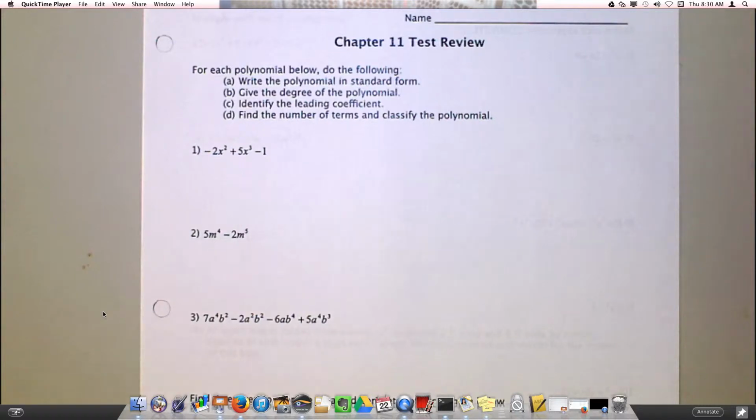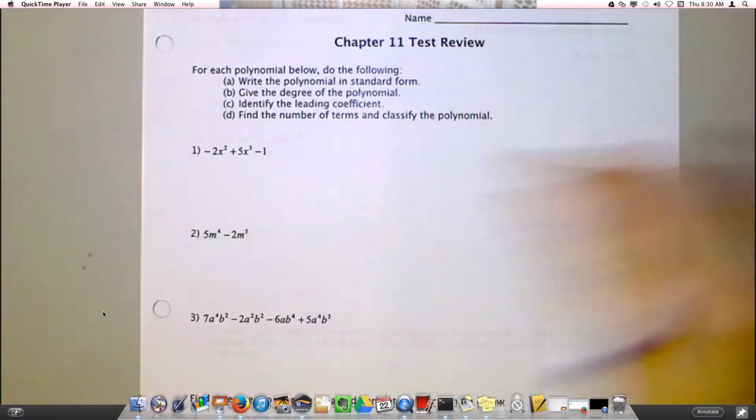Polynomials, naming the degree, naming standard form, things like that. Is there one of these in particular you'd like to go over? 1, 2, or 3? Okay, let's just talk about number 1 then.